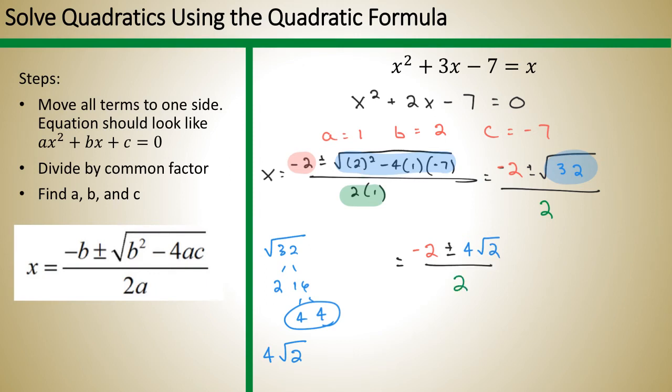Now this thing can be simplified if all 3 parts can be divided by a common factor. This 2, this 2, and this 4, those things can all be divided by 2. So this is actually going to become negative 1 plus or minus 2 root 2. And that is our final answer on this one.